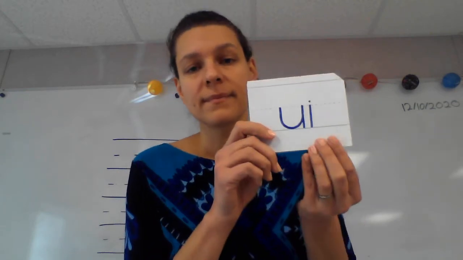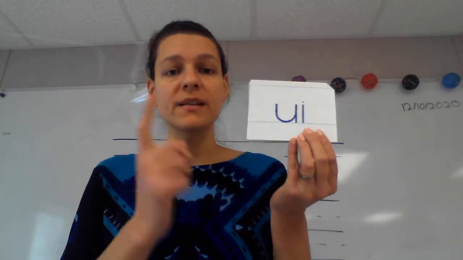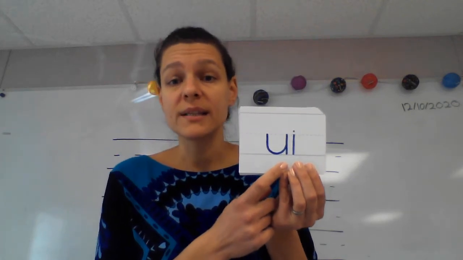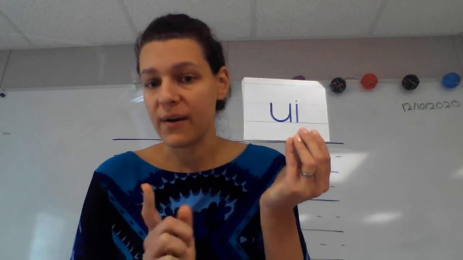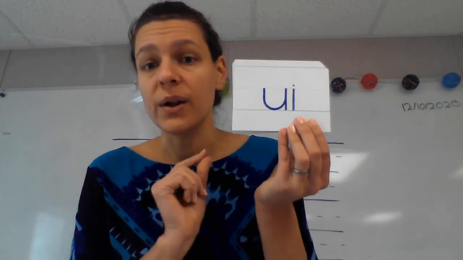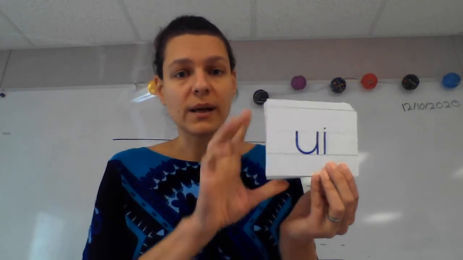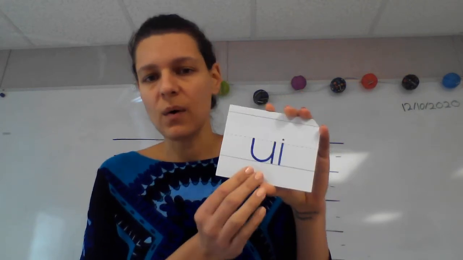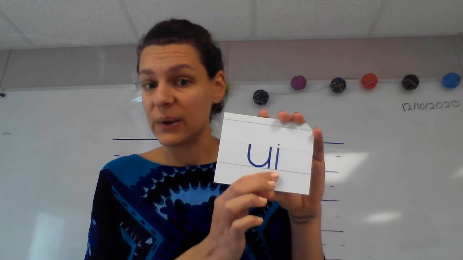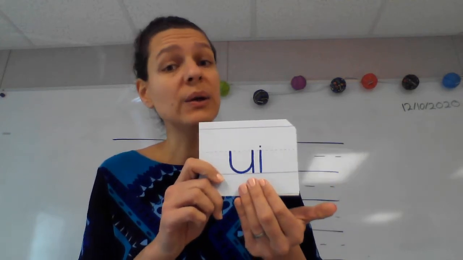All right, so voices are off. This one only has one sound. This says ooh. Say that with me. Ooh. All right, now by yourselves. Good. Ooh. So this one is ooh. It's the only phonogram that just says ooh. So I want you to write ooh. Say it while you write it.